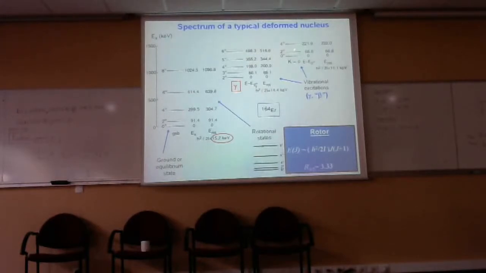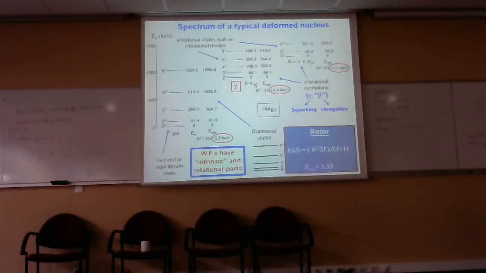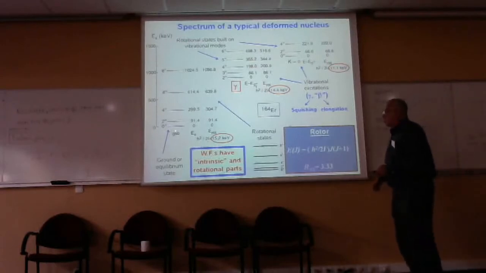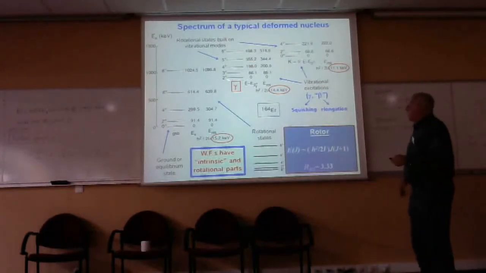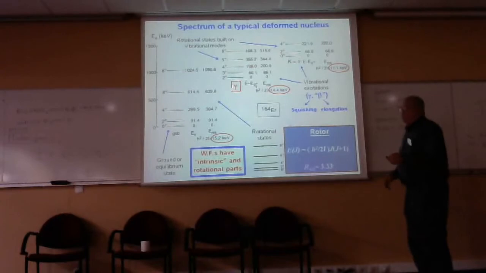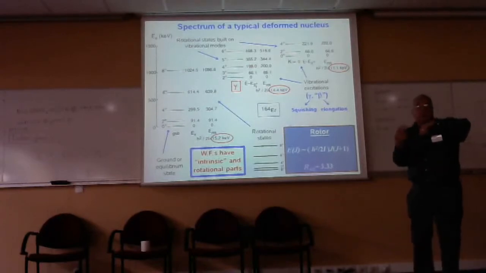But I'm not really implying a specific... A beta vibration would mean an elongation like this. But anyway, those are the states you get. Gamma is squishing and beta is elongation. These are rotational states built on that. And note that the wave functions of all of these states have both intrinsic and rotational parts. In other words, the ground state has a certain structure. These states are simply rotational motion superimposed on the ground state. This has a certain intrinsic structure, and these states are rotation superimposed on that. And the same thing here.